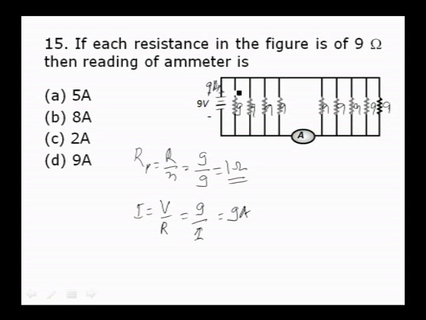Because of the identical resistors, the current will divide equally. There are 9 resistors, so each resistor carries 1 ampere of current. Counting the branches through the ammeter: 1 ampere, 2 ampere, 3 ampere, 4 ampere, 5 ampere. The 5 ampere of current flows in this part of the circuit. Therefore, the reading of the ammeter is equal to 5 ampere. The correct option is A.